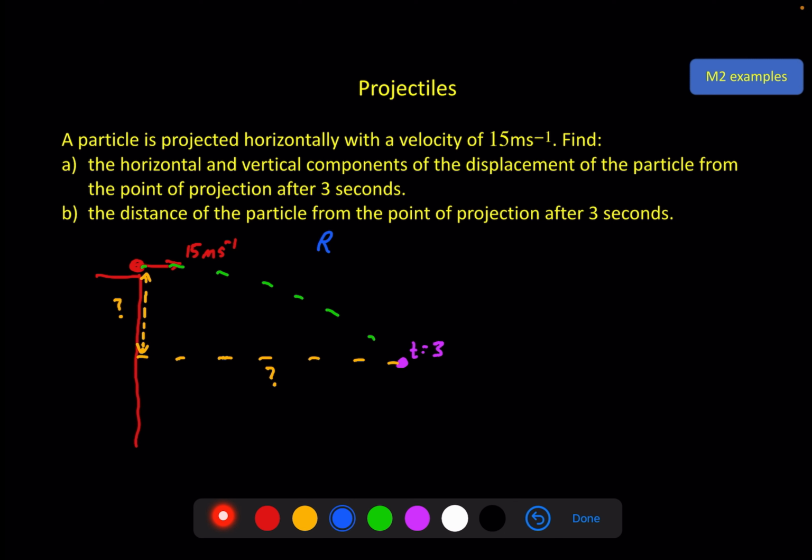Resolving vertically, again I'll choose downwards as positive. We have acceleration is equal to 9.8. The initial speed downwards is 0. And of course we know the time is 3 seconds for both horizontal and vertical. Then we're looking for s. So we're using that same formula again.